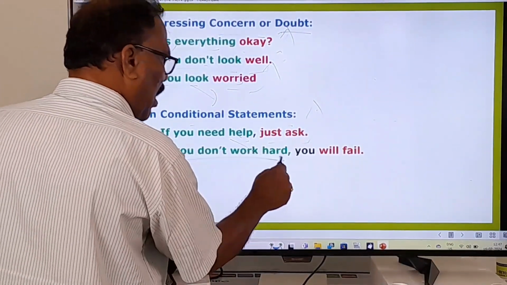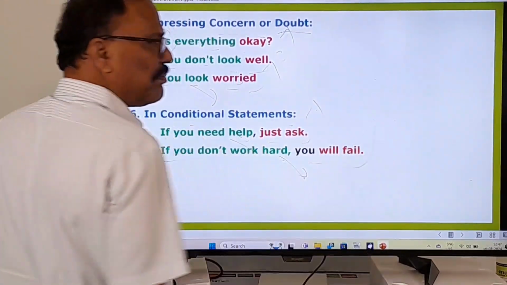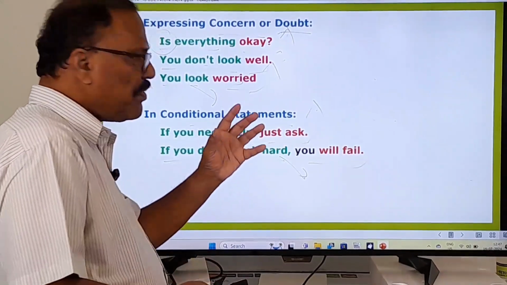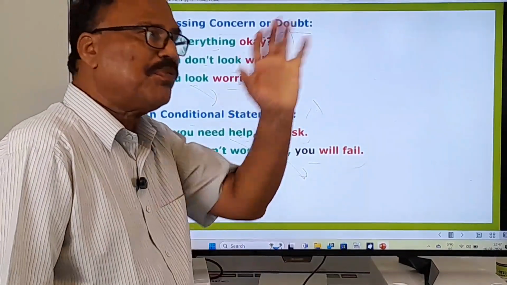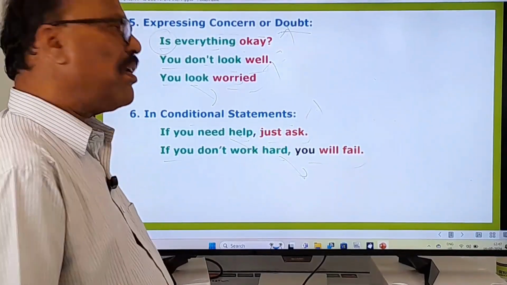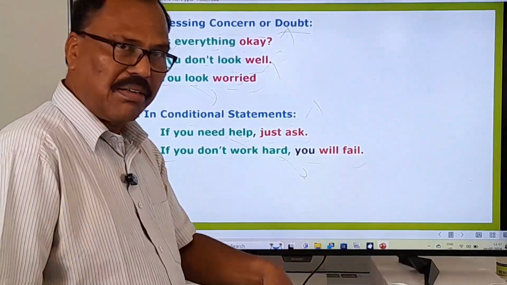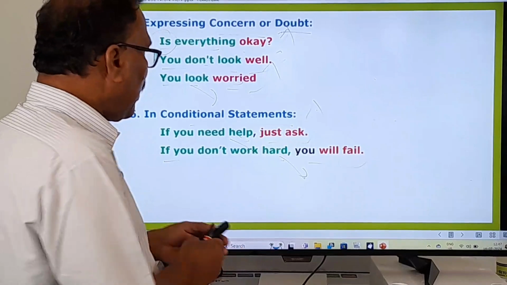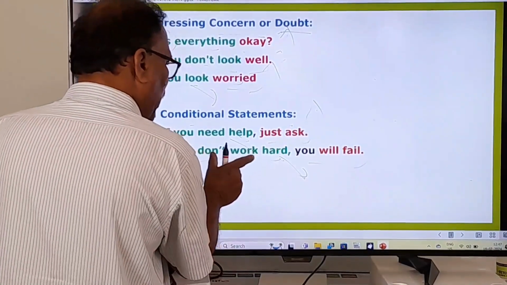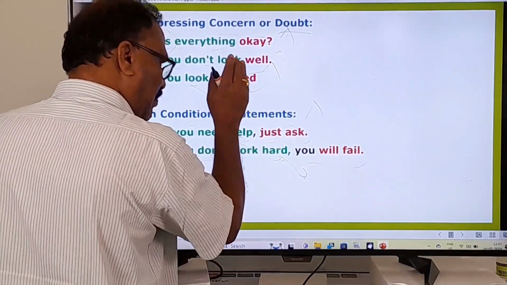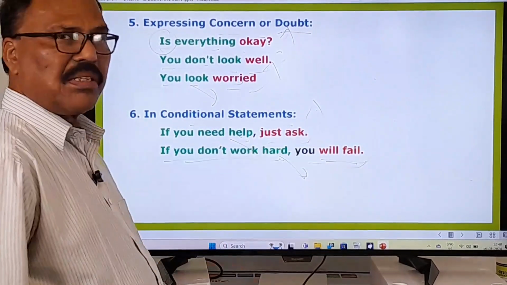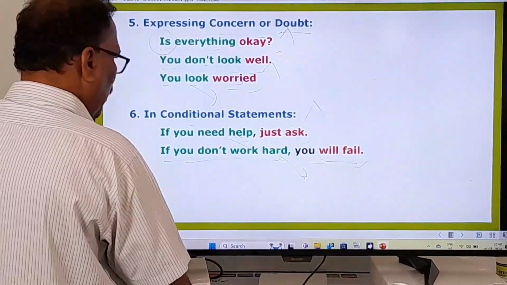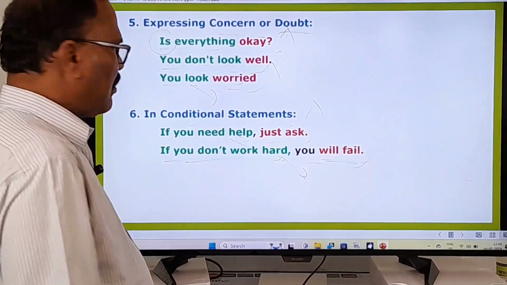If you don't work hard, you will fail. When you say these things with the intonation, your language looks meaningful, beautiful, effective, and all that. So, if you don't work hard, you will fail. Here this green part of the if clause is getting the falling intonation, and this red part, the main clause, is getting the rising intonation. Now we go to learn other things.